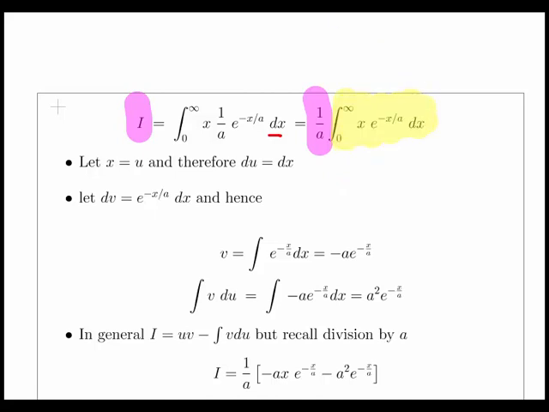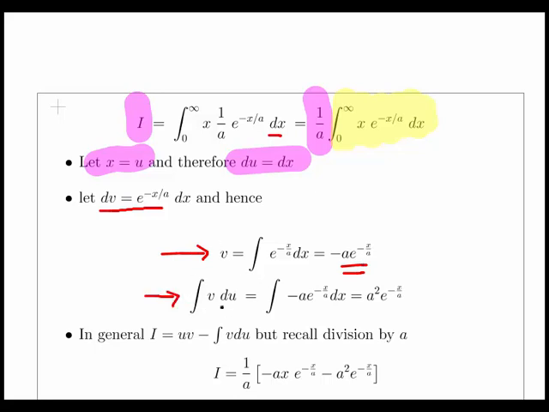So I'm going to let x equal u, and therefore du is equal to dx. I'm going to let dv equal e to the minus x divided by a dx, and therefore we can calculate v by integrating that, which is the integral of e to the minus x over a dx. So you should get that expression there. That's why I keep saying you have to be very good with these integrals of exponentials with various types of expressions in the power.